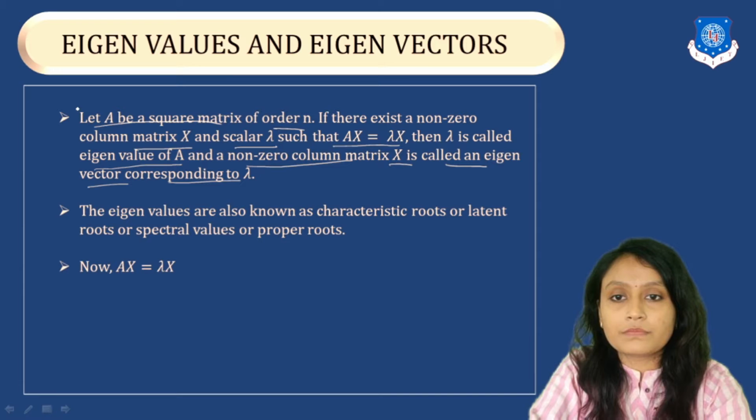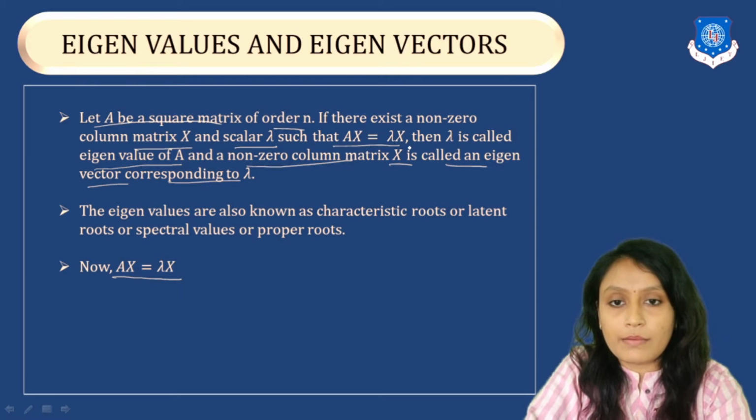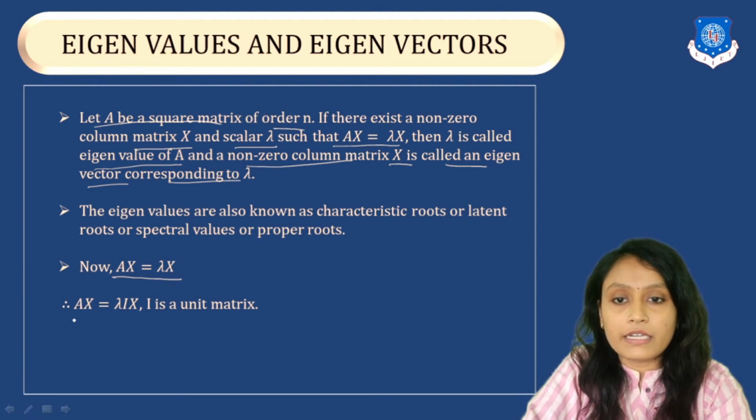Now we will write Ax is equal to lambda x. We can write this as Ax is equal to lambda Ix, where I is a unit matrix, or you can say an identity matrix. Now we will bring this lambda Ix to the left side. So you will get (A minus lambda I) into x. Take this x common. So this is equal to 0.